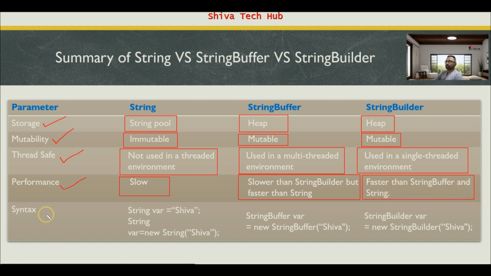Then let us understand the last parameter, how we can define them. We can define a String in two ways: one is by directly creating the string literal, and the second is by using a String object, right? And this is how we declare or initialize a string using StringBuffer, and this is how we do it using StringBuilder. The only difference is that you need to replace the StringBuffer class with the StringBuilder class. So this is the summary of String, StringBuffer, and StringBuilder in Java.